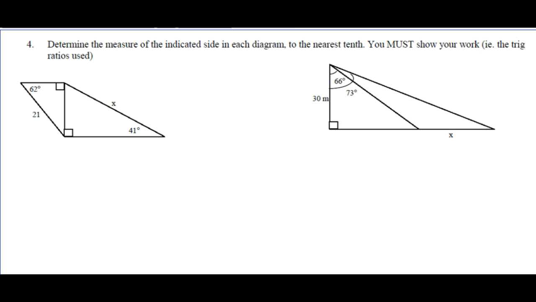Determine the measure of the indicated side in each diagram to the nearest tenth. You must show your work, i.e. the trig ratio used. Okay, so here's the problem, right? I want to find x. So I got this 41 degree angle. I've got this 90. I could calculate this angle if I wanted to, but I'm not going to at the moment. But I don't know any other measurement inside this triangle, so I can't find this length, right?